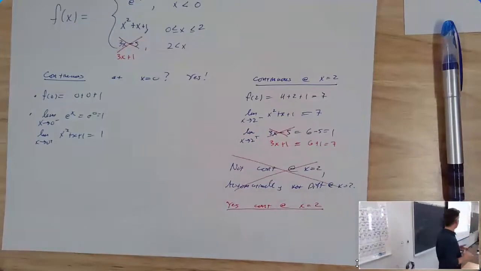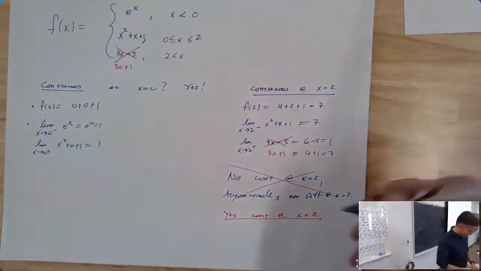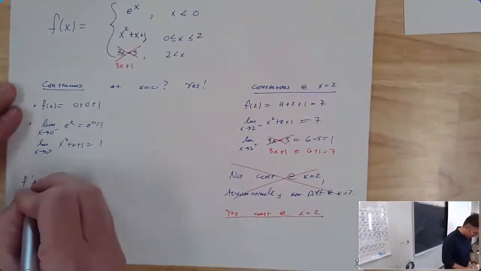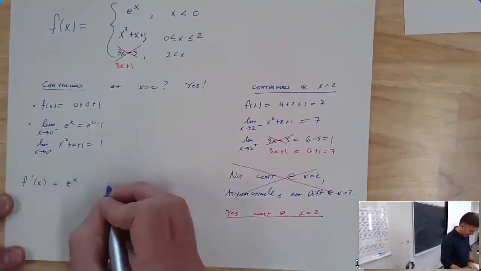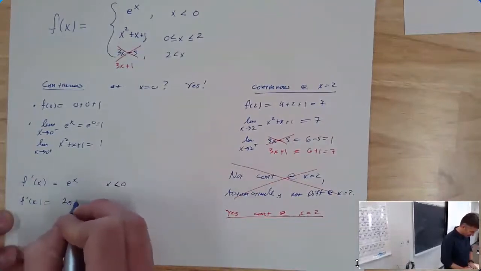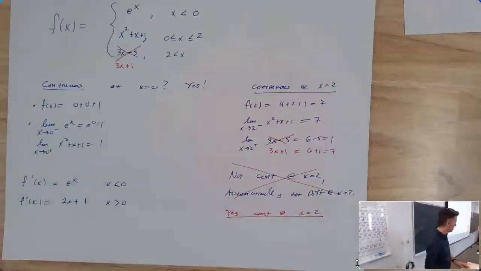So now, even though it's continuous at 0 and at 2, it's still not necessarily going to be differentiable. So how do we show the function is differentiable at 0? Because it is differentiable at 0. Well, we're going to take the derivative from each side. So our derivative is going to be e to the x when x is less than 0, and it's going to be 2x plus 1 when x is greater than 0. I don't want to say greater than or equal to 0 because at 0 things are a little bit dicey.